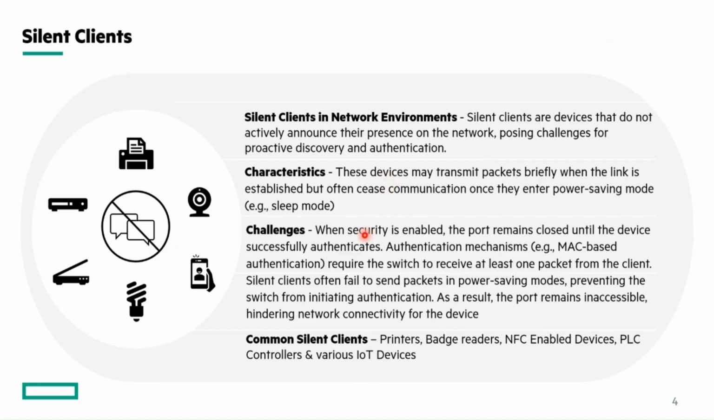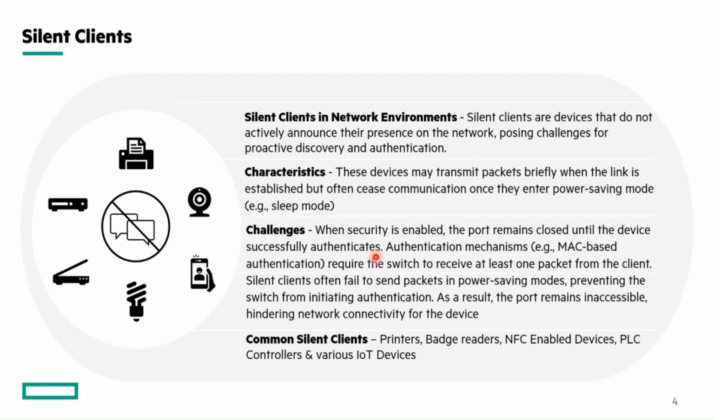And these devices often enter power saving modes and stop communicating, which makes it harder for our network to even authenticate or detect them. So this remains a challenge. The reason is that most of our security methods, be it 802.1X, MAC authentication, or device profile, require at least one packet to be sent from the device to initiate authentication. When they send that packet, the network uses the source MAC address from the packet and initiates the authentication for those clients. But these silent clients never send even one packet. So the ports stay closed and connectivity is prevented.